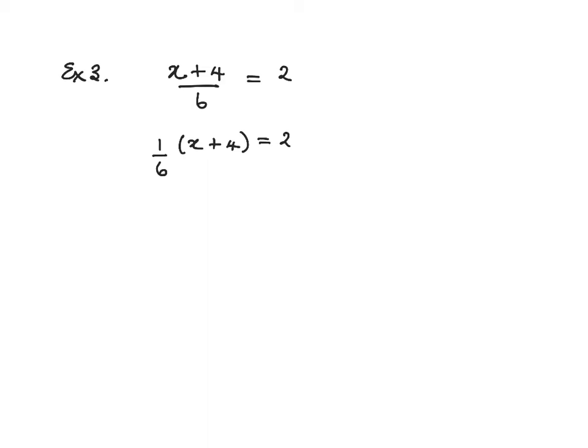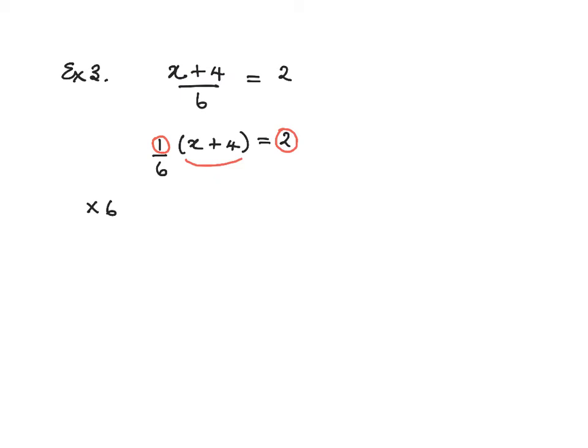We've got a dividing 6 that we want to get rid of, so I'm going to multiply by 6. Now, what am I going to multiply by 6? I'm going to multiply this 1 by 6 and the 2 by 6. I'm not going to multiply any of the bracket by 6. There's a reason for that.